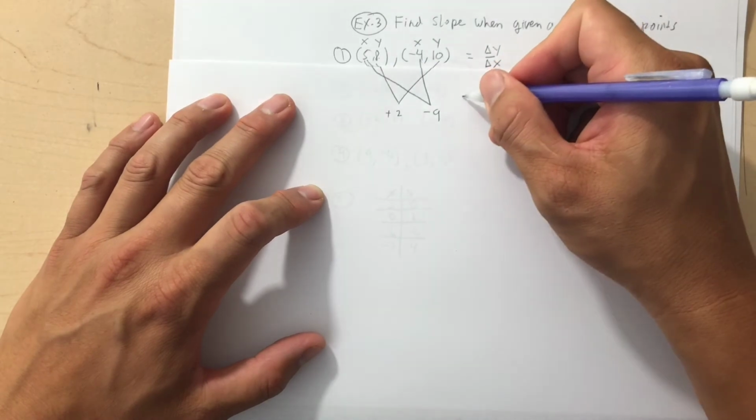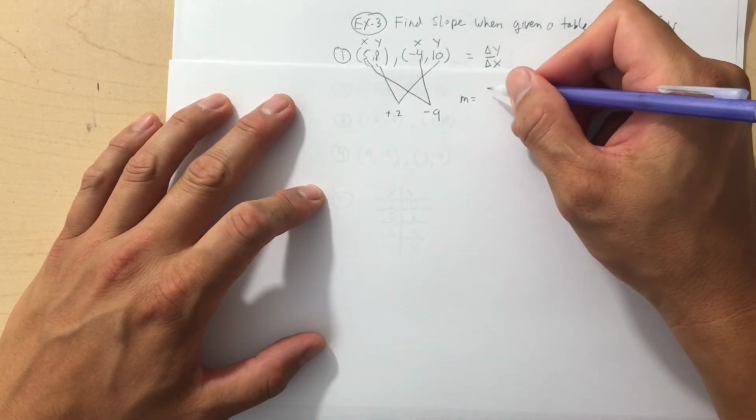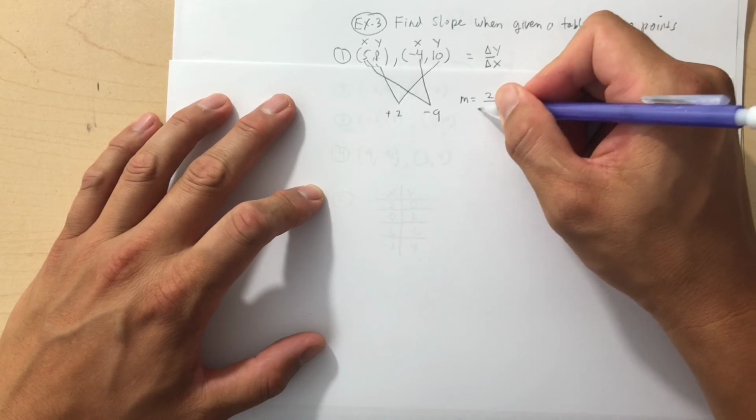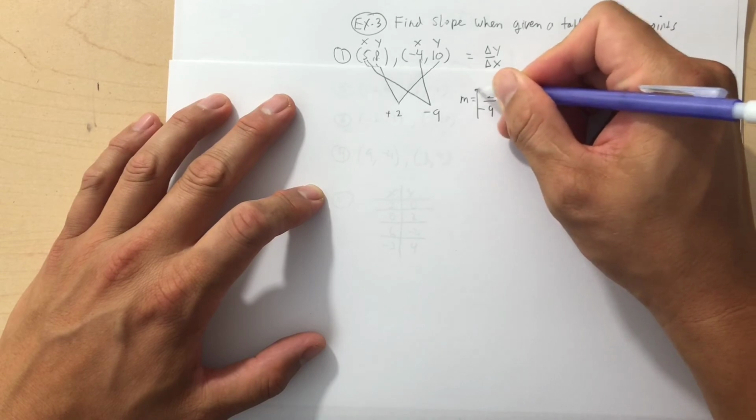All right, so my final answer, again, you have to write down your y first, which happens to be positive 2 over -9. You can always write it as a negative in the middle if you want to. I'll take both answers as the same.